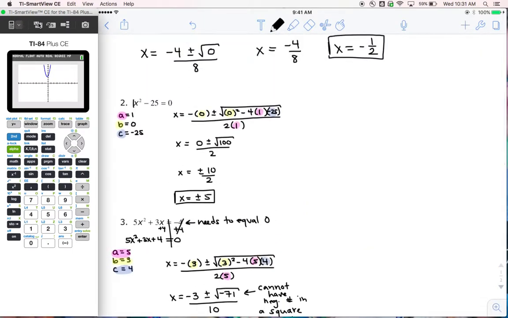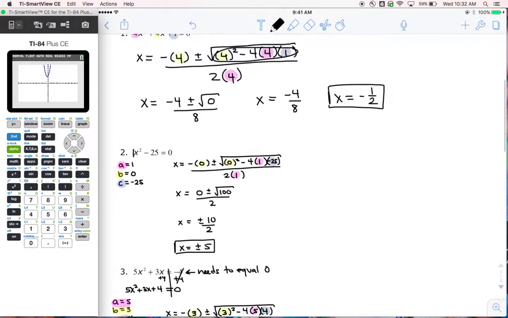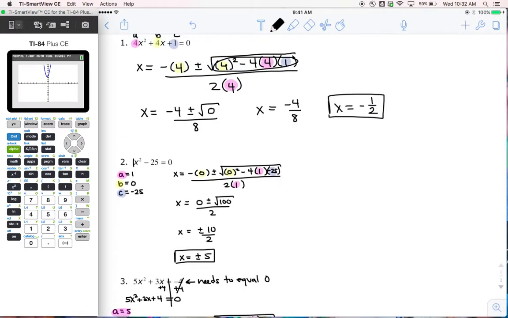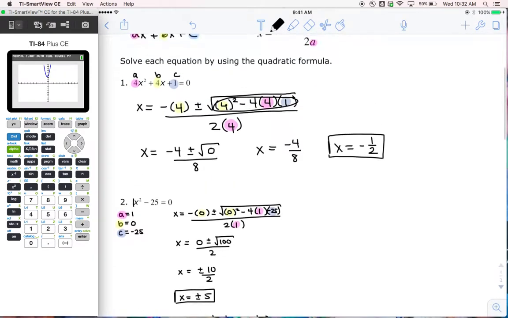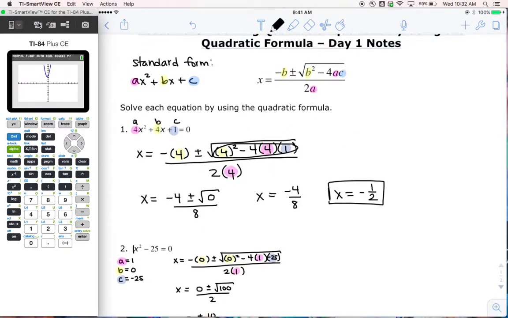So these notes, you guys, we did a problem that had no solutions. We did a problem that had 2 solutions, plus minus, and we had a problem that had 1 solution. Keep in mind that those are the only 3 possible outcomes. Your quadratic will have no solutions, 1 solution, or 2 solutions. Those are the only options.